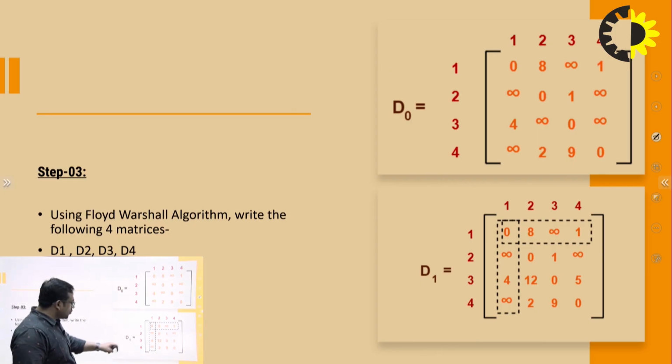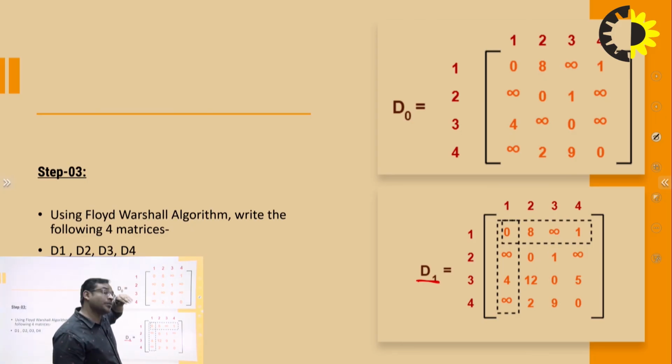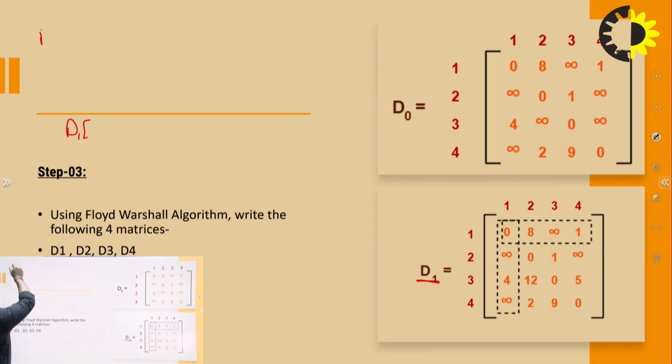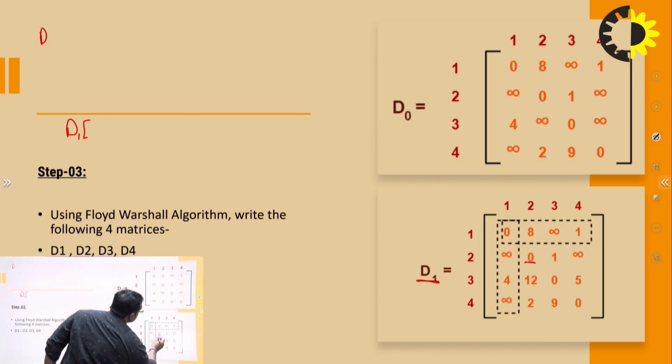Okay, so how can this be created? Initially, the first vertex, the first row and first column, you just put as it is, whatever value is in D0, the previous matrix. So this is D1, this is D0, so I can write 0 8 infinity 1, 0 8 infinity 1, 0 infinity 4 infinity, 0 infinity 4, as it is. What do we have to do for the other entries? For those we have to use a formula, the D1 formula, to get this value.